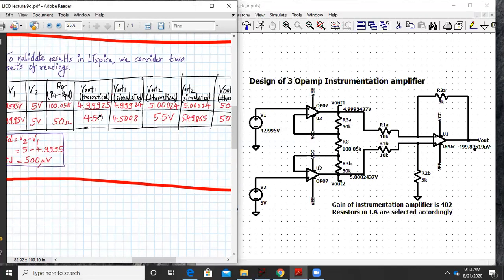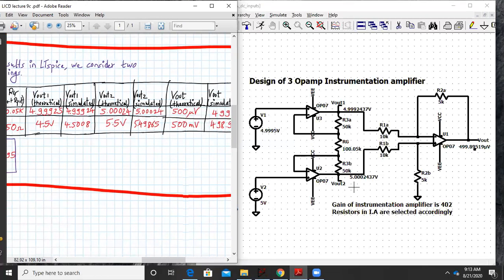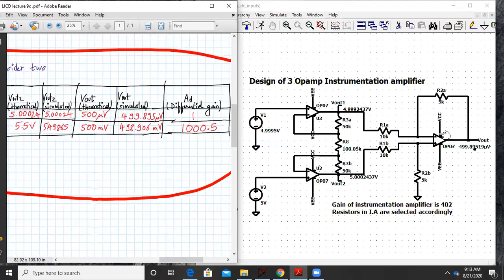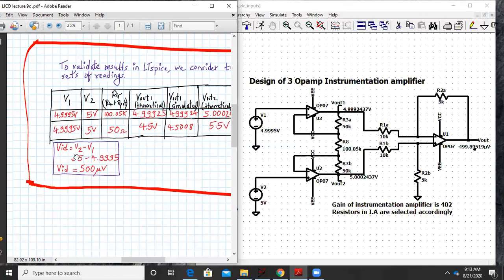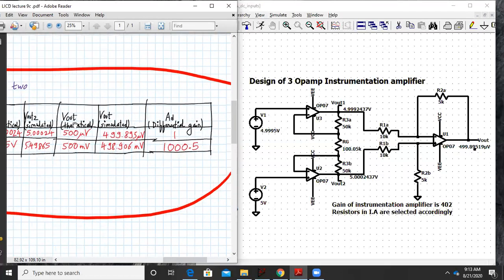4.99924. So that's what we have written over here. And V out 2 as 5.00024. That is what we have written over here. And the V out simulated value is coming out to be 499.895 microvolt. So that is what we have written over here. Since your input difference, that is V2 minus V1, 5 minus 4.9995, is coming out to be 500 microvolt, and your output theoretical is also 500 microvolt, the gain of my differential amplifier will be close to 1, right? So that verifies the first case.